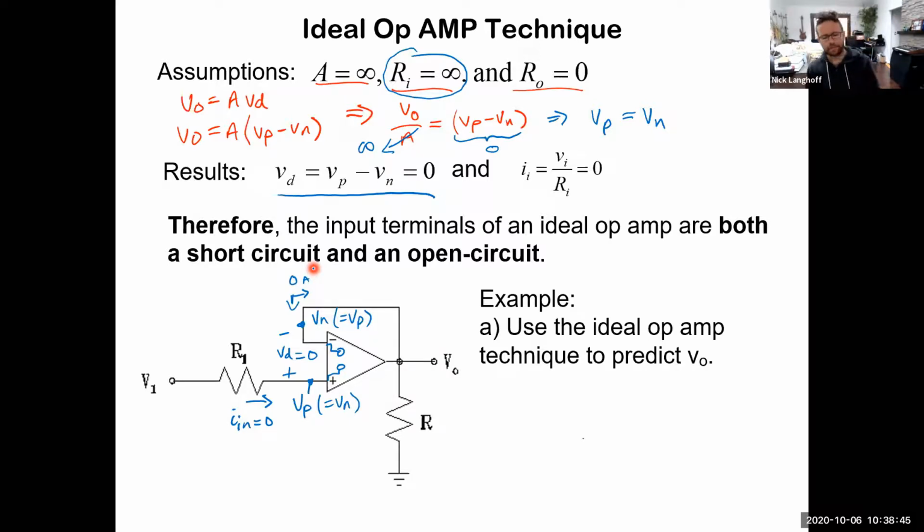It's kind of strange, but the input terminals of an op-amp then both model a short circuit, where the voltage is 0 between the two points, and an open circuit. It's kind of a weird way to think about it, but that is part of the outcome. So let's then talk about this ideal op-amp technique. The ideal op-amp technique is basically assuming these things. We're going to assume the gain is infinite. We're going to assume the input impedance is infinite and the output impedance is 0.